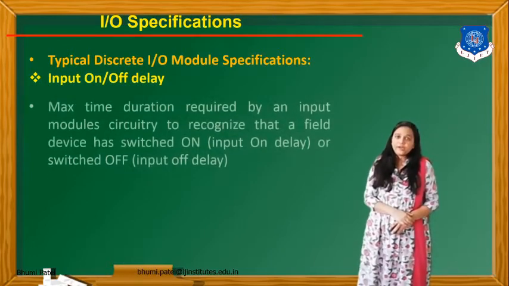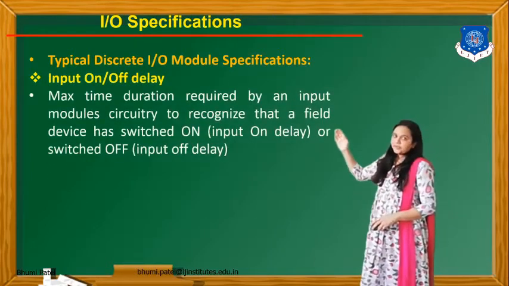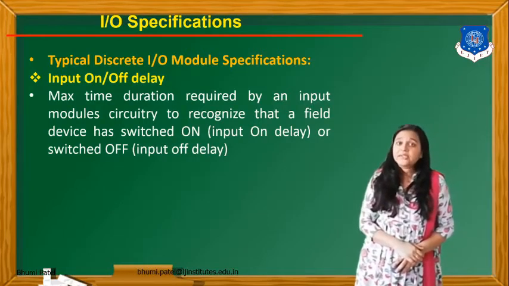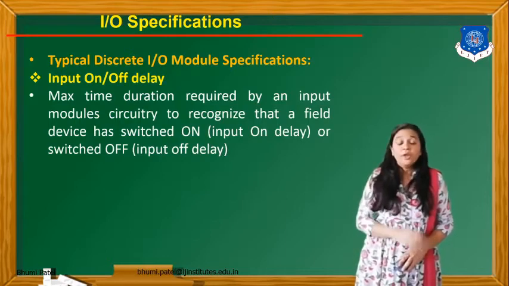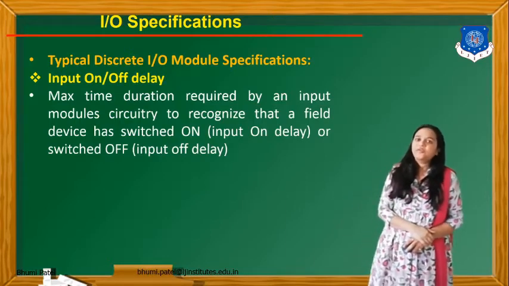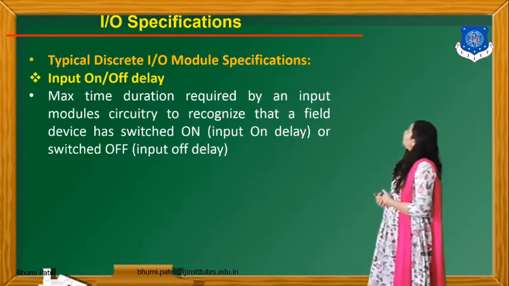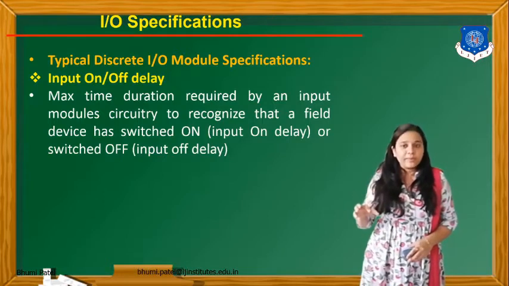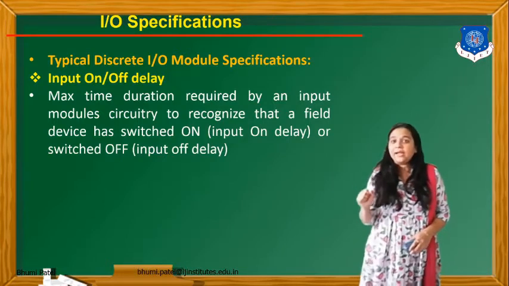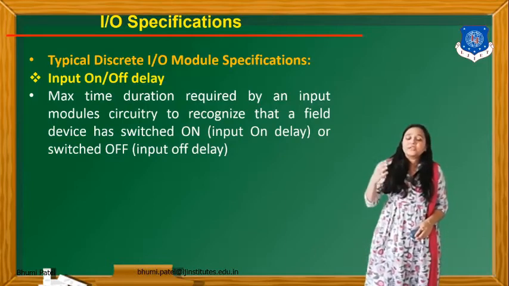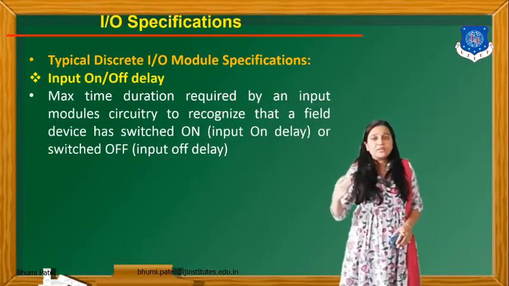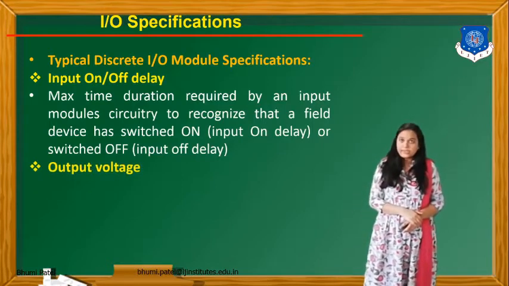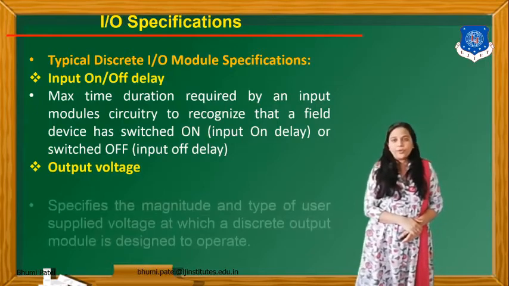input on-off delay. It is the maximum time duration required by an input module circuitry to recognize that the field device has switched on for the input on delay, and switched off for the input off delay. Generally, input on-off delay is used for the timer circuit. If we connect the timer circuit in the programming, after what time the circuit will be on or after what time the circuit will be off, at that time we use the input on delay and input off delay. Okay. Next one is the output voltage.